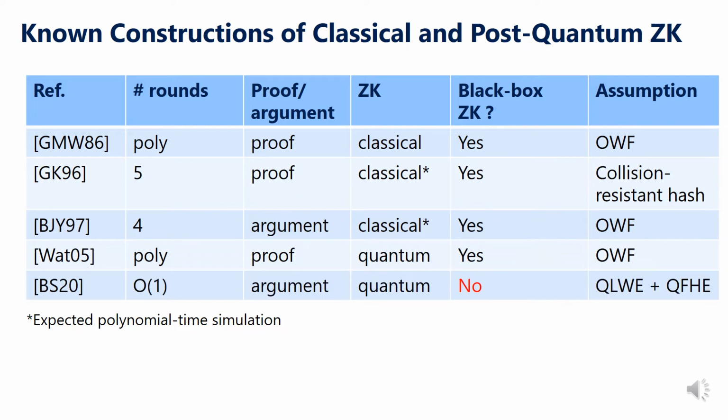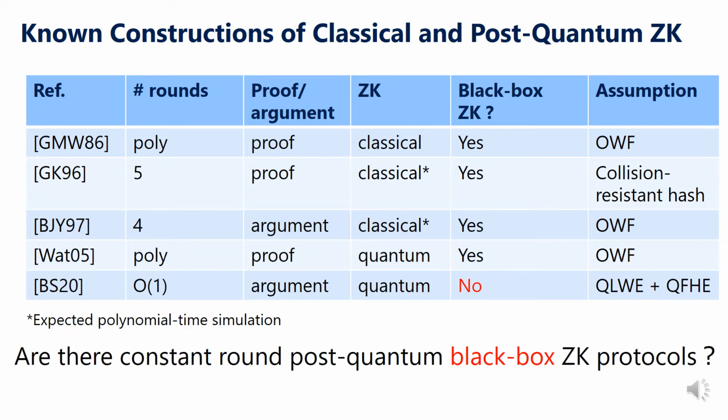This open problem was recently solved by Bitansky and Shmueli. However, their construction, their security proof, relies on a novel non-black box simulation technique. So this means that their protocol doesn't satisfy the black box zero-knowledge property. Therefore, the following question is natural to ask. Are there constant round post-quantum black box zero-knowledge protocols? And in this work, we give both positive and negative answers to this question.